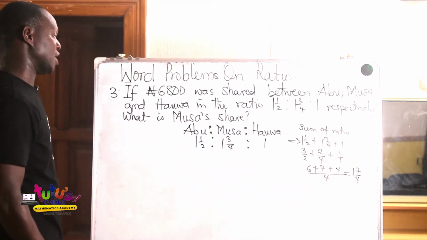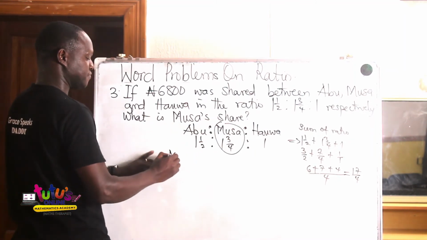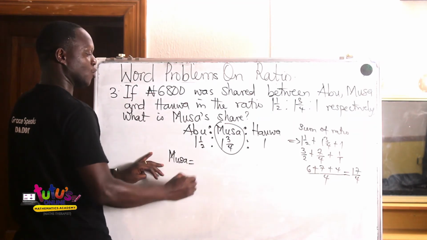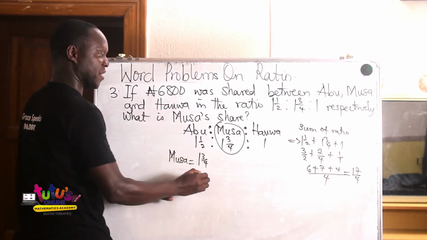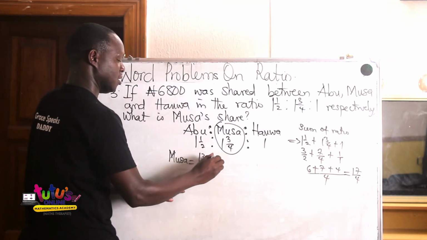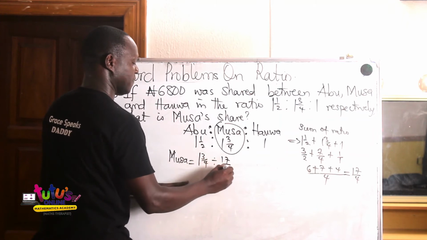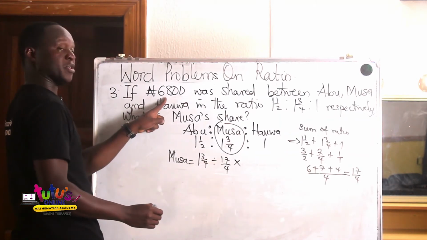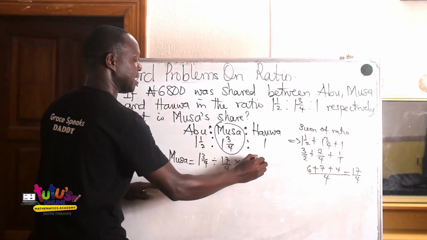So we are looking for whose share? Musa's share. This is what we are looking for, Musa's share. So Musa will now be equal to Musa's part, 1 whole number 3 over 4. Since it's a fraction, remember what we did in the previous one? Divided, since it's a fraction, 17 over 4 times, what are we sharing? 6,800.